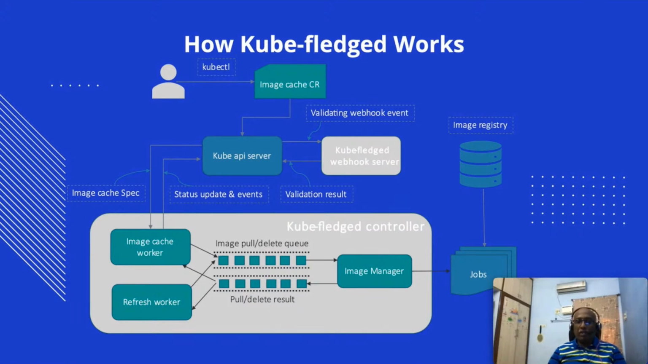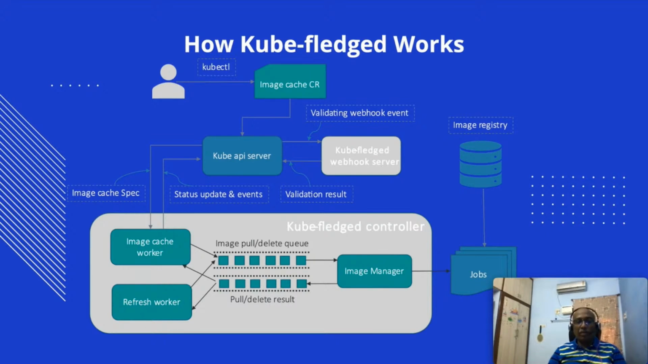And once the jobs are successful, the image manager puts the result into another separate queue. The results are then read by the image cache worker, aggregated, and then the final result is updated as a status. Events are also generated so that you can have a complete understanding of what is going on with the image cache request, and you can also query the events later to understand what exactly was happening with your request. And there is a separate refresh worker which is responsible only for refreshing the cache.